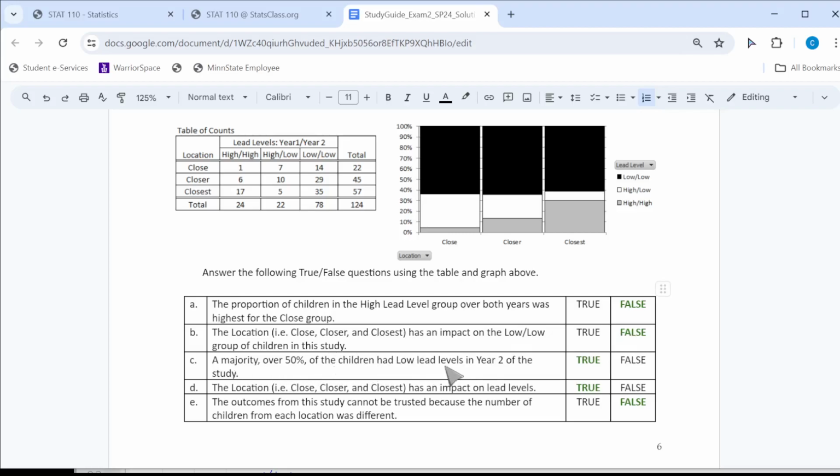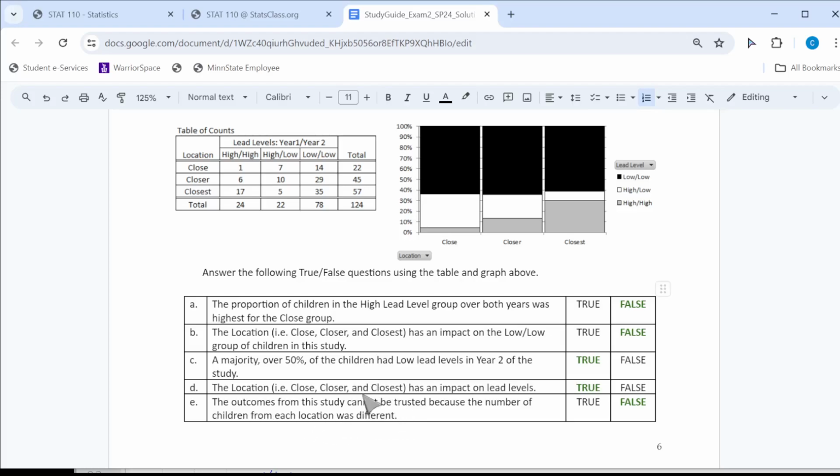A majority, over 50% of the children, had low levels of lead in year 2 of the study. So low levels in year 2, you're going to be wanting to look at the black boxes and the white boxes, because those have low in year 2. So that is true for closest, that is true for closer, that is true for close. So that's going to be a true statement. The location, close, closer, closest, has an impact on lead levels. It does, because you're seeing a different pattern here, especially in that high versus that high-low interaction there.